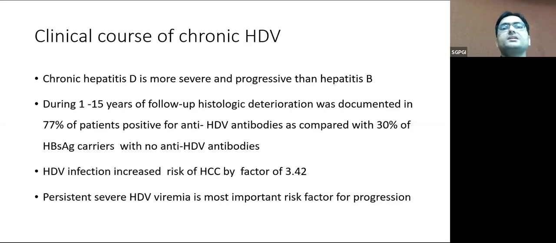HDV infection increases the risk of HCC by a factor of 3.42. If a patient has only hepatitis B virus infection, suppose the risk of getting HCC is 1, then in a patient who has both infections, the risk of getting HCC increases by 3.42 times. So it is quite a substantial number. Hence, this HDV, HBV co-infection is very bad for a patient.